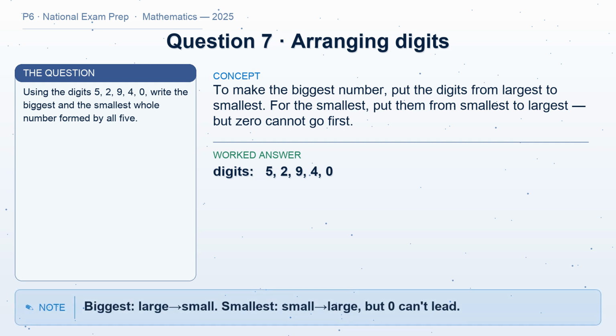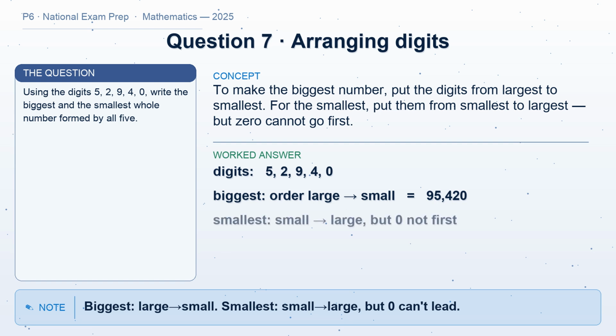95,420. For the smallest, we go from smallest to largest. But be careful. 0 cannot go at the front, or the number would lose a digit. So we start with the next smallest, the 2, then place the 0.